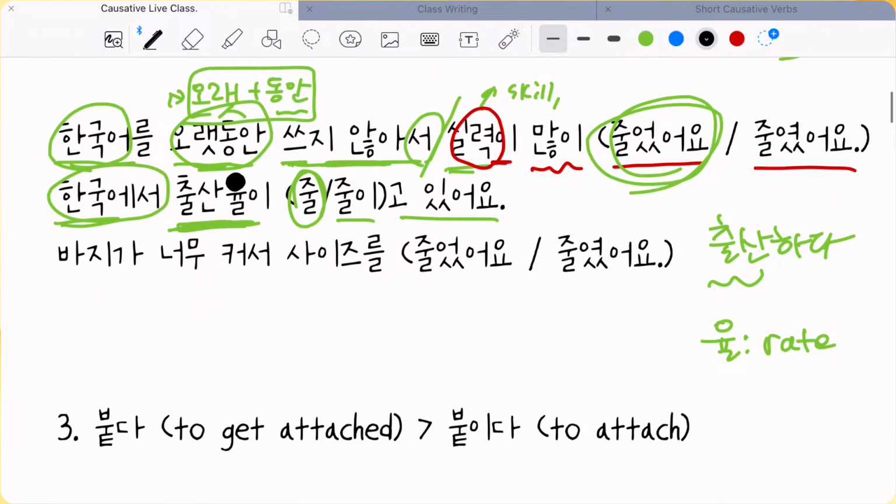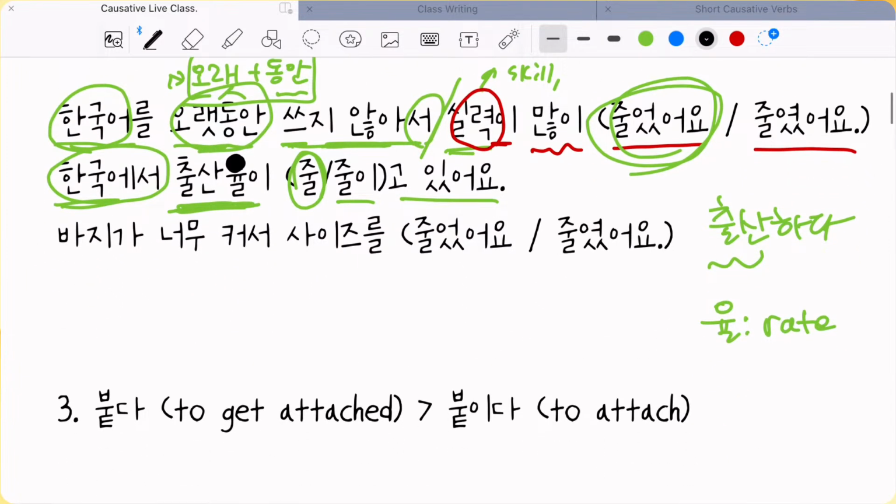And how about the next one, guys? How about the next one? 바지가 너무 커서 the pants is too big. So 바지 means pants, right? Your trousers. 사이즈를 줄었어요 or 줄였어요.